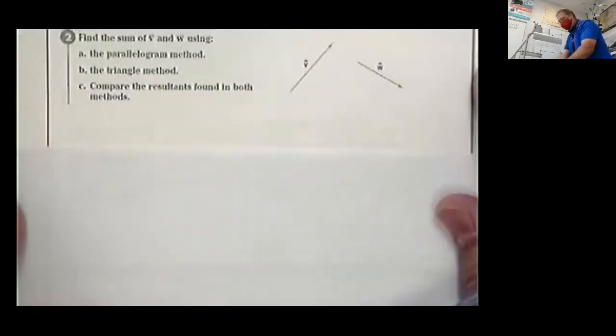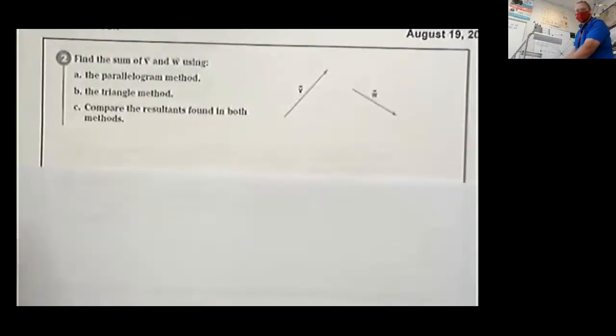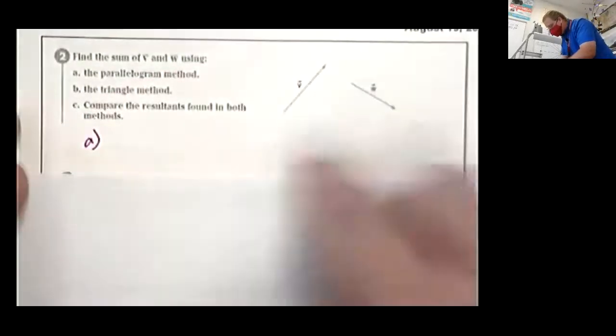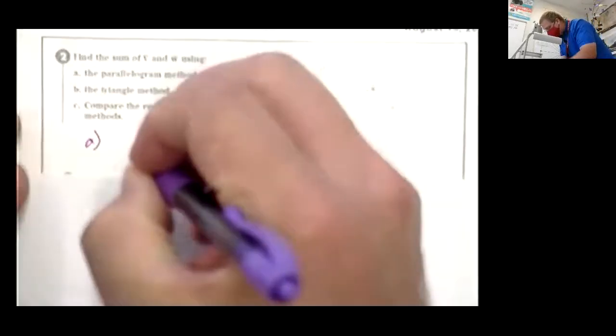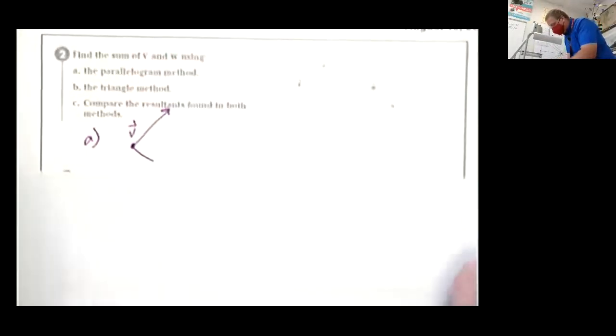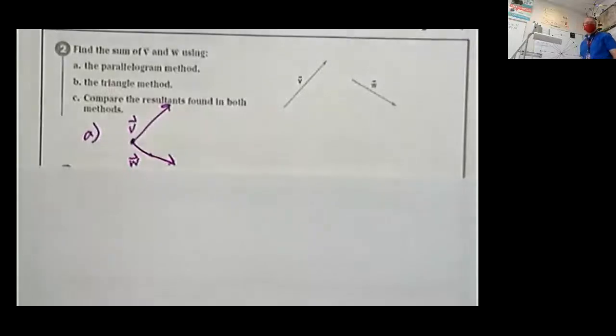Number two, find the sum of vector v and vector w using these two vectors. A, let's use the parallelogram method. So what does that mean? Well, that means we're going to start with our vector v. So there's my vector v. And from the same initial point, I'm going to use vector w. So there's vector v and vector w using the same initial point.